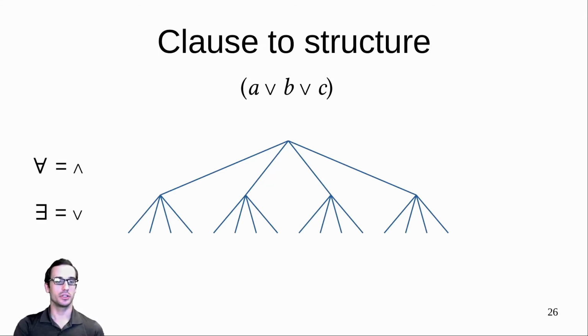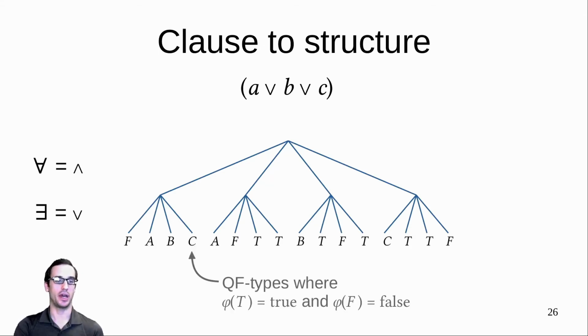And the structure is going to have this very specific pattern of QF types. And separately, we're going to ensure that phi of t must be true and phi of s must be false. This means that when we compute our structure formula going back up the tree, we get a simplification that happens such that the structure formula is equivalent to the original clause. I'll refer you to the paper for all of the details of this reduction.